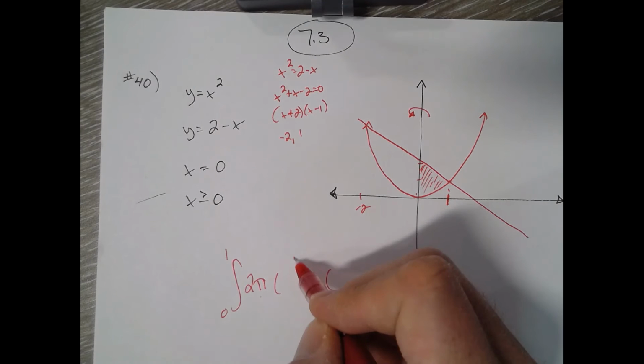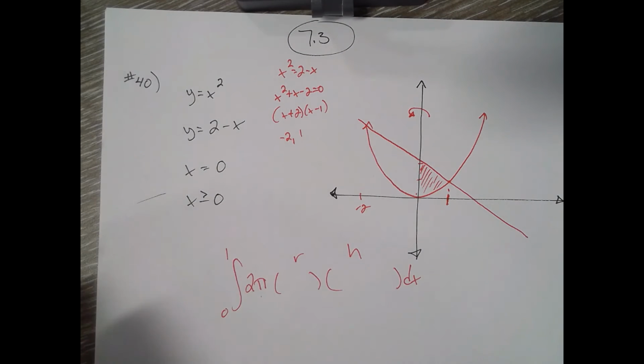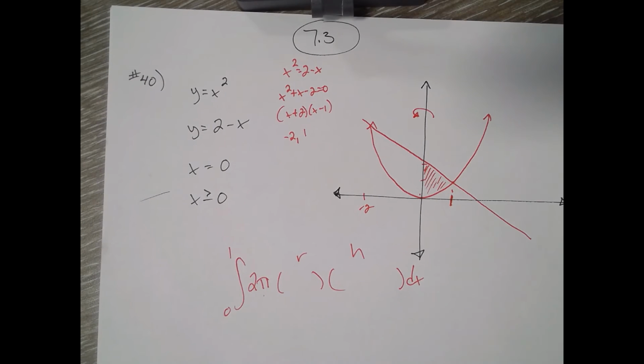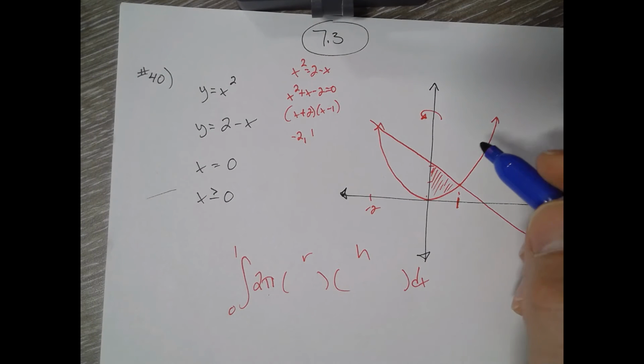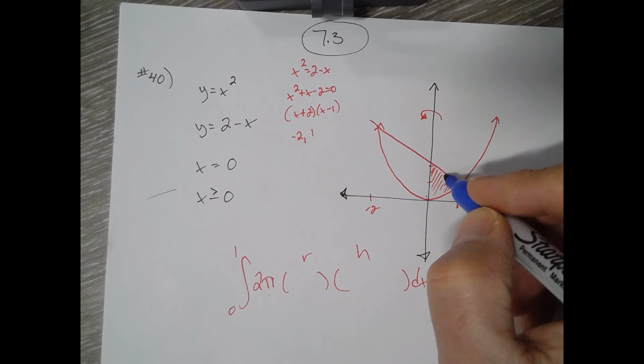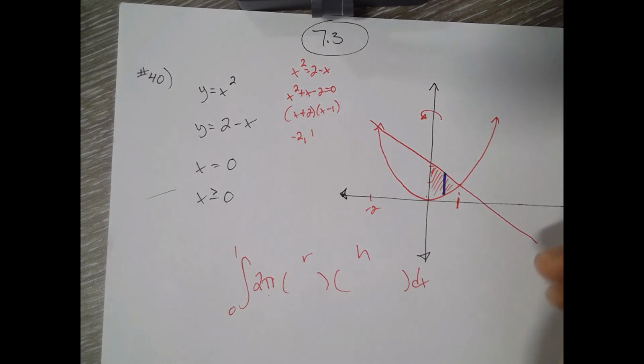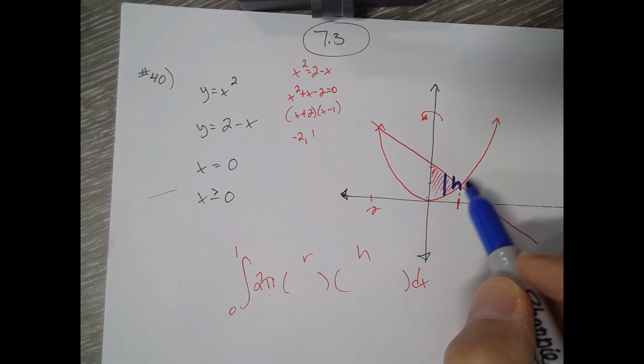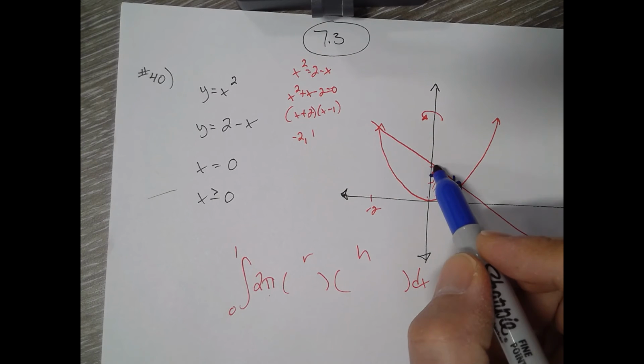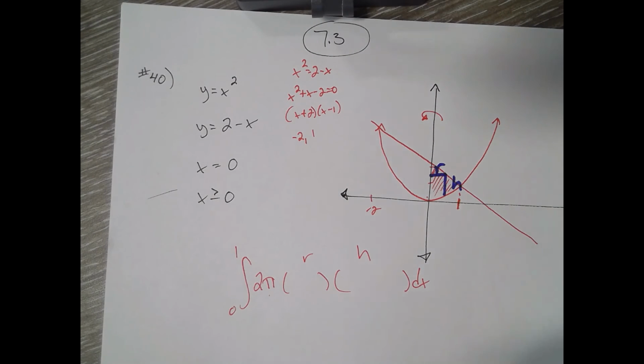Okay, so now we need our r and our h. The first thing when we're using the shell is to draw a line segment through the region parallel to the axis of revolution. That's always going to be our h. And then connect it with the axis, and that's going to be our r.